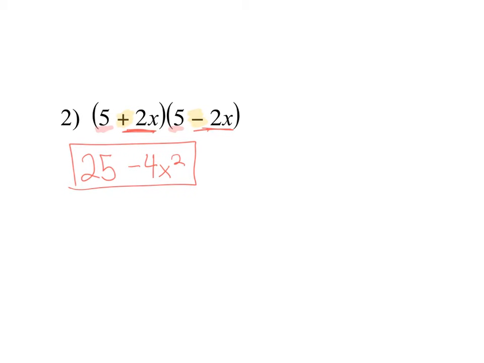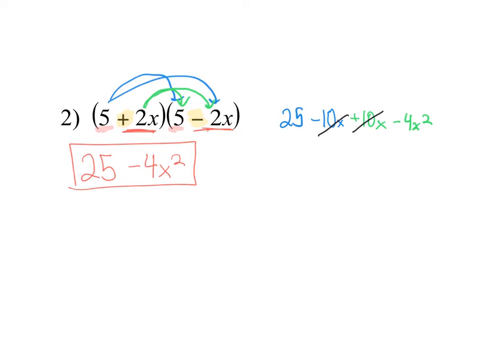If you didn't want to do the shortcut, let's check it out without the shortcut. 5 times 5 is 25. 5 times negative 2x is negative 10x. Then let's come back and get positive 2x times 5. That's a positive 10x. Positive 2x times a negative 2x, that's negative 4x squared. Check the middle terms. They're the same, but with different signs. So they cancel. And guess what we would have left? Same. So again, shortcut.